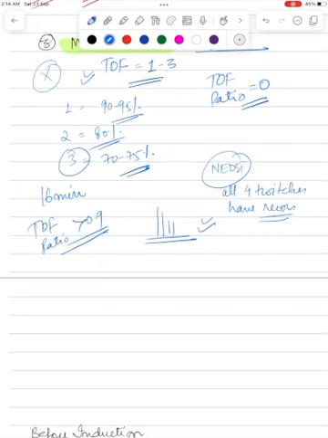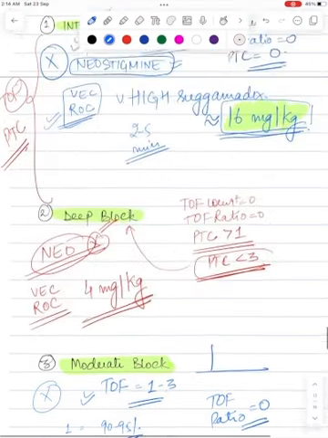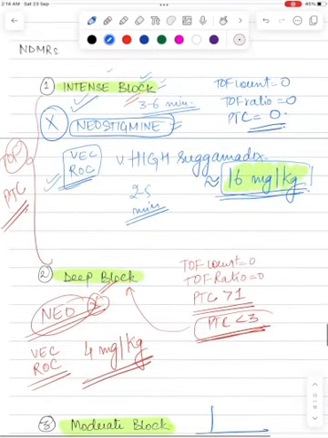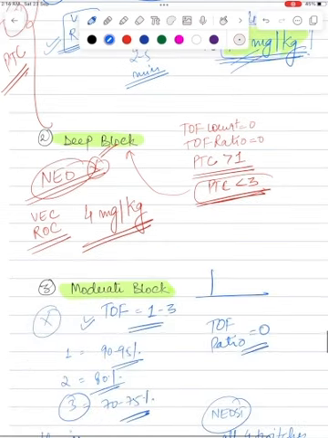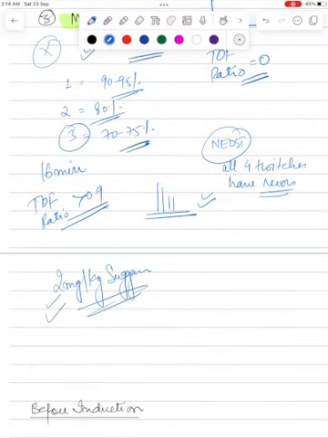The antagonism of moderate block due to vecuronium or rocuronium can be achieved by using a 2 milligrams per kg dose of sugammadex. So if you need to reverse VEC or ROC, in case of intense block, you need to give 16 mg per kg of sugammadex. In case of deep block, you need to give 4 mg per kg of sugammadex. And for moderate block, you need to give 2 mg per kg of sugammadex. Right?